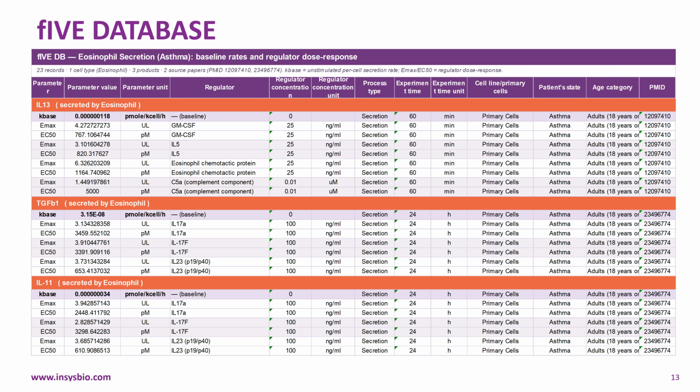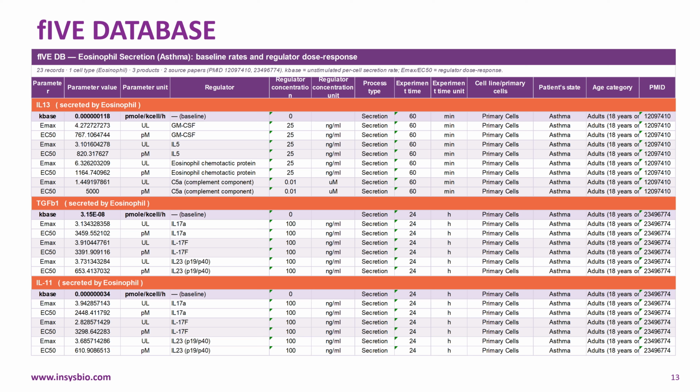For each product, we have baseline secretion rate, Kbase, along with Emax and EC50 values describing how different regulators influence secretion. For example, GM-CSF, IL-5, eosinophil chemotactic protein, and complement component C5a all modulate IL-13 secretion by eosinophils, each with its own Emax and EC50. Similarly, IL-17A, IL-17F, and IL-23 regulate TGF-beta1 and IL-11 secretion. These values can be used directly for mechanistic modeling of the secretion process itself.